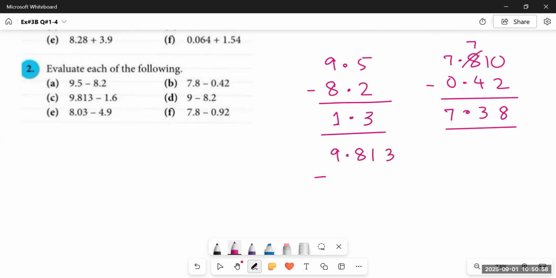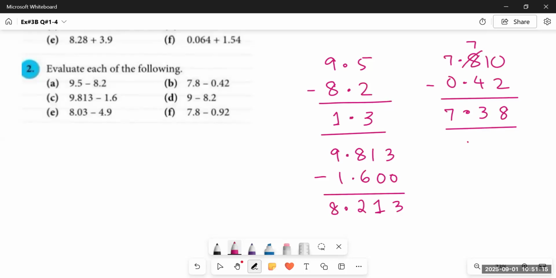Next, we have 9.813 minus 1.6. So it doesn't matter. We are going to put 2 zeros over here. 3 minus 0, 3. 1 minus 0, 1. 8 minus 6, 2. 9 minus 1 is 8.